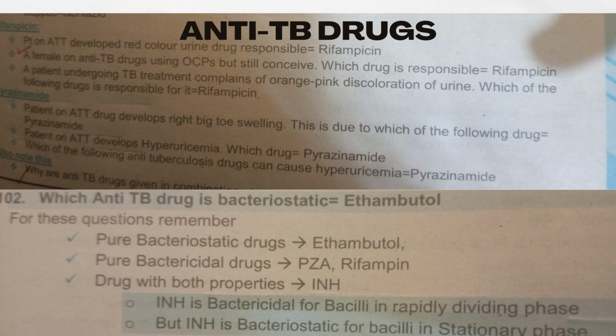That is rifampicin. A patient on anti-TB drug developed right big toe swelling. This is due to which of the following drugs? That is pyrazinamide because it causes gout. A patient on ATT developed hyperuricemia. That is also pyrazinamide. Anti-TB drug can cause hyperuricemia. That is pyrazinamide. There are more MCQs.